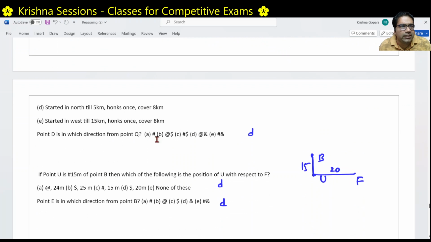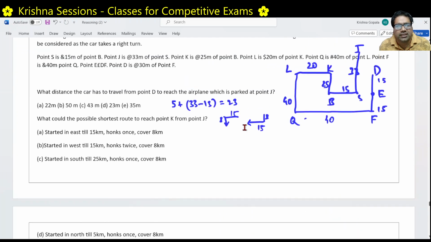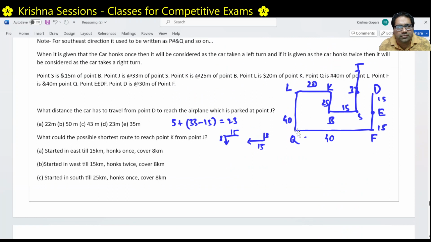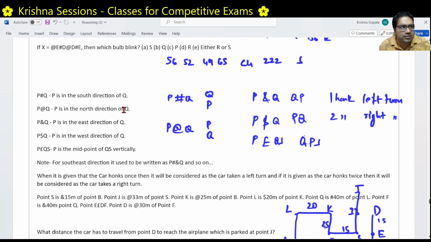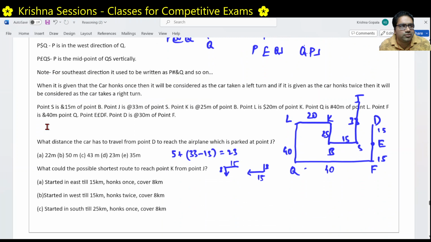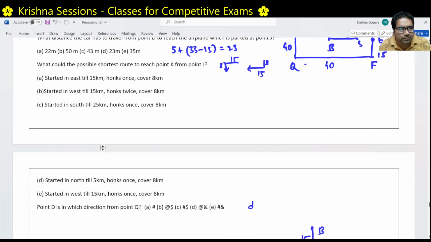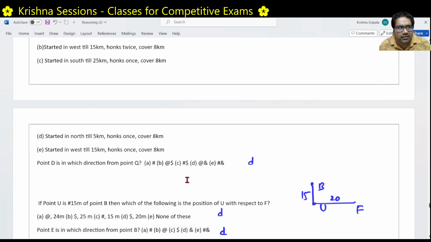Right, next one. Point D is in which direction from point Q? Where is D? D. And where is Q? Q is here. It is northeast. D is northeast. Right. Here in this direction, where is northeast? East is and. P is and means east, right? And P is north means north of the direction is at the rate and. Right. We have to take these two directions. So at the rate and. This is the correct answer.